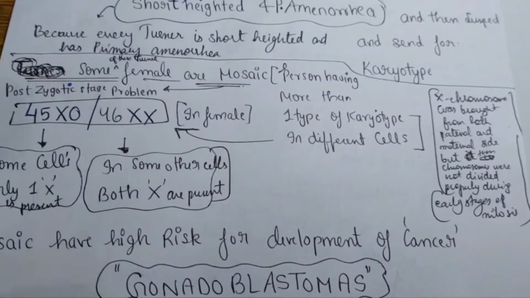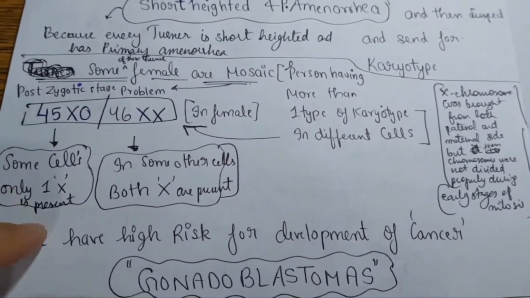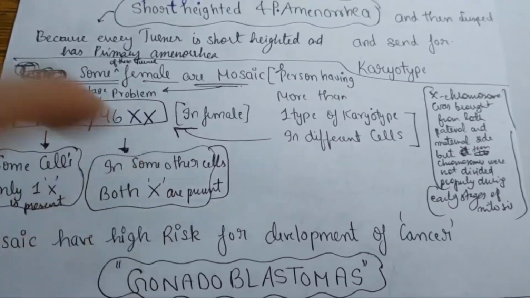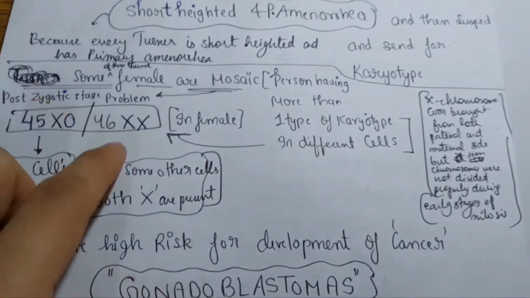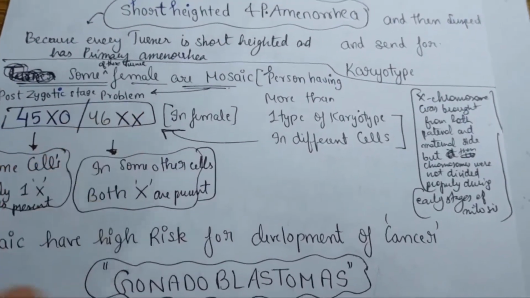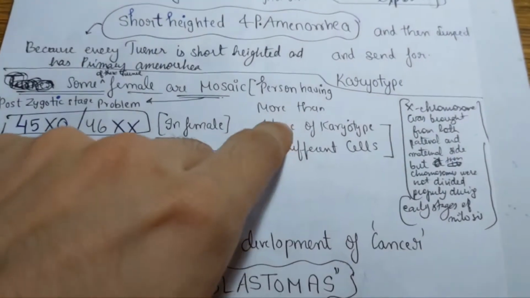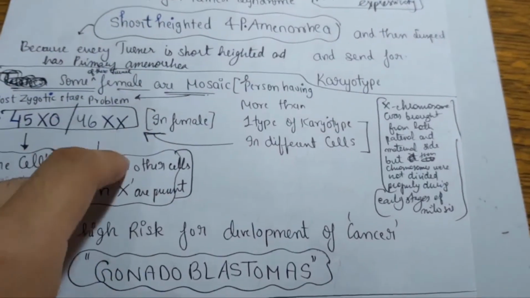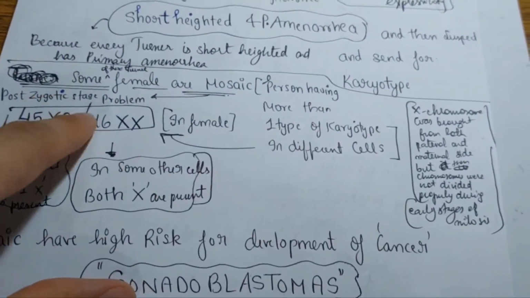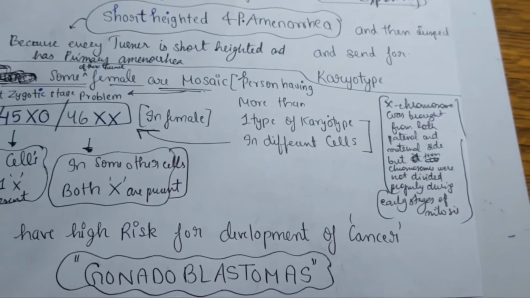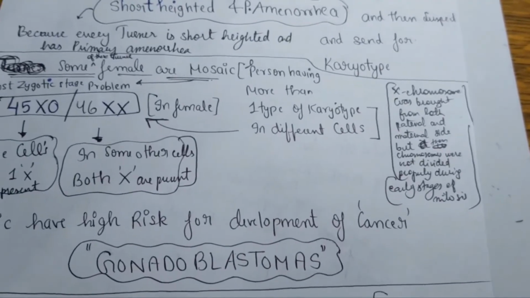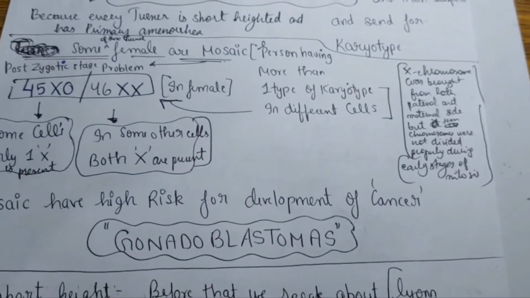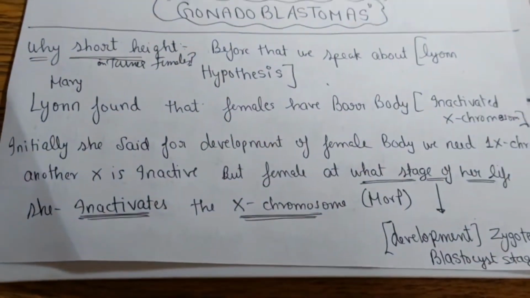So what happens here is that in such a female, some cells are going to have only one X chromosome, so they will have a 45XO karyotype, while some other cells of the same female are going to have a normal 46XX karyotype. Such a female who has more than one karyotype in different cells is called mosaic, and this is caused by a post-zygotic problem and not a pre-zygotic problem like we saw before. Such mosaic women also have a high risk of developing cancer, gonadoblastoma.